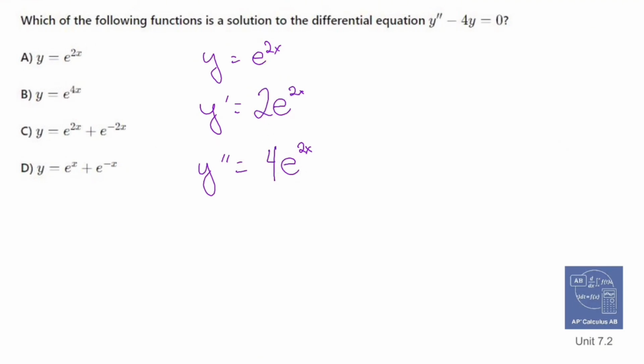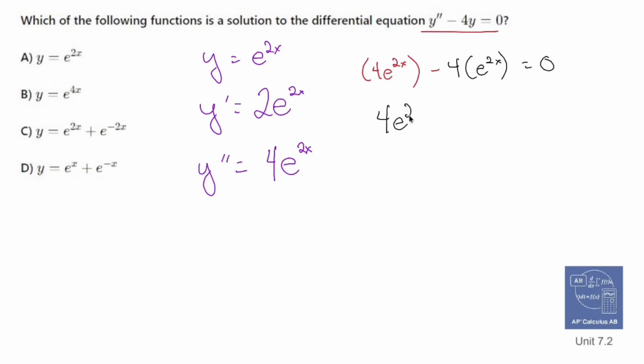So let's test out to see if A works for you. Y double prime is now 4e to the 2x minus 4 times the y that we were given, which is e to the 2x.